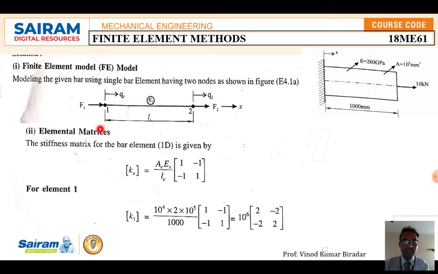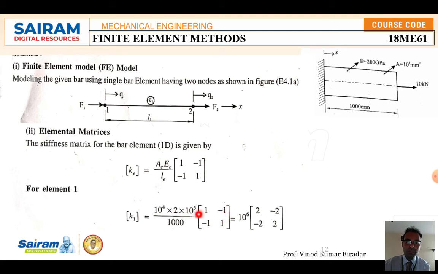The second step is the element stiffness matrix. Since it is only one element, you use the stiffness matrix for the bar element, given by the formula we already derived: K is equal to AE by L times the matrix 1 minus 1, minus 1 1. This is the formula I know. For one element, K1, where the subscript stands for element, is equal to area 10 to the power of 4, Young's modulus 2 into 10 to the power of 5, over 1000, times 1 minus 1, minus 1 1.